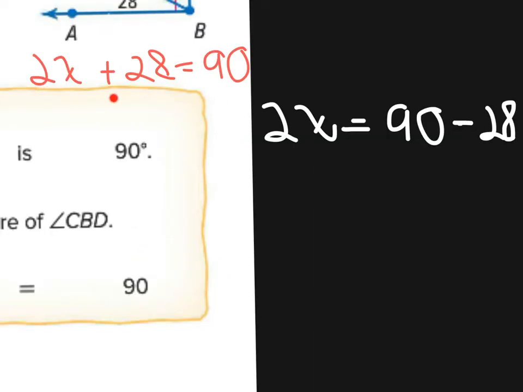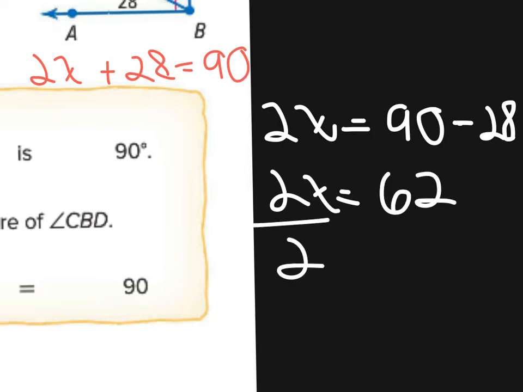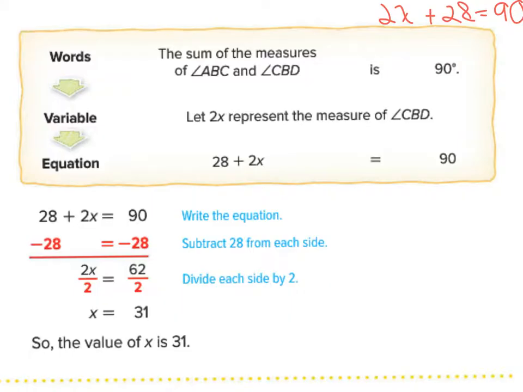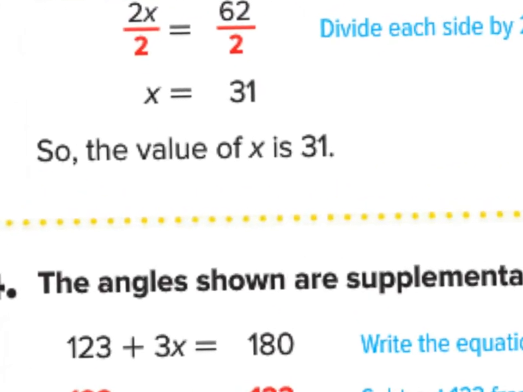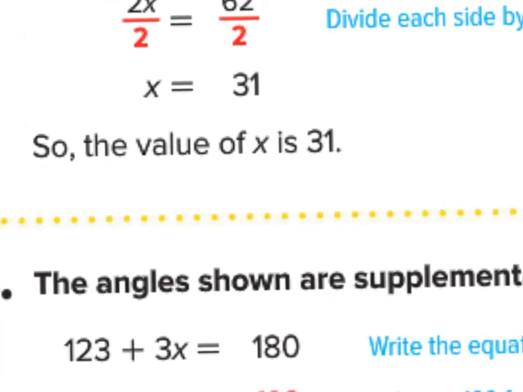So 2x plus 28 equals 90 becomes 2x equals 90 minus 28. I inverted the operation. I brought over the 28 and changed the operation from addition to subtraction. That becomes 2x equals 62, which when divided to isolate the x, I get 31. And as you can see, that is the answer. So the value of x is 31.